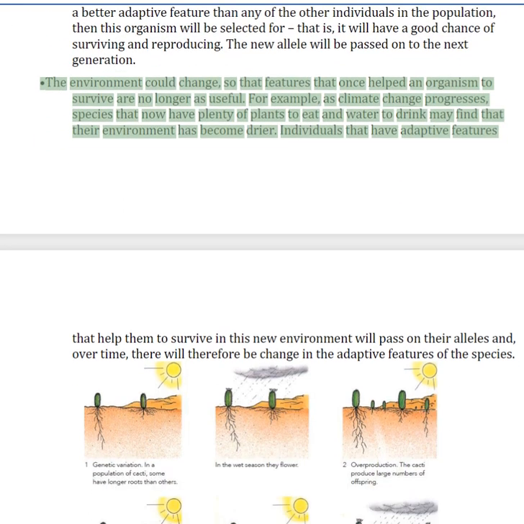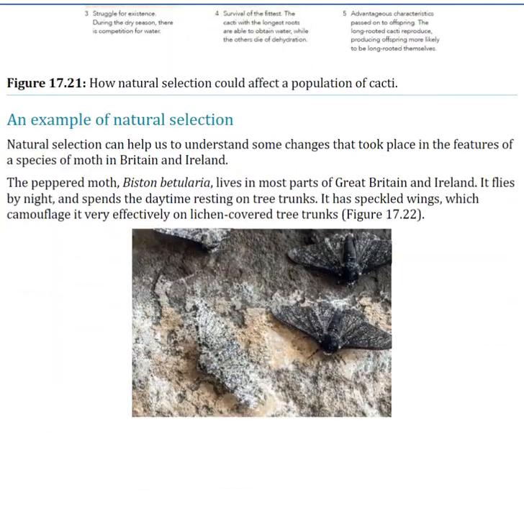The environment could change, so that features that once helped an organism to survive are no longer as useful. For example, as climate change progresses, species that now have plenty of plants to eat and water to drink may find that their environment has become drier. Individuals that have adaptive features that help them to survive in this new environment will pass on their alleles, and, over time, there will therefore be change in the adaptive features of the species. Figure 17.21. How natural selection could affect a population of cacti.